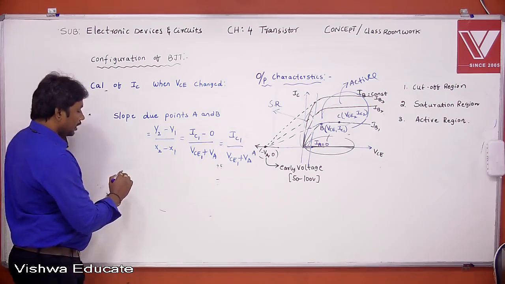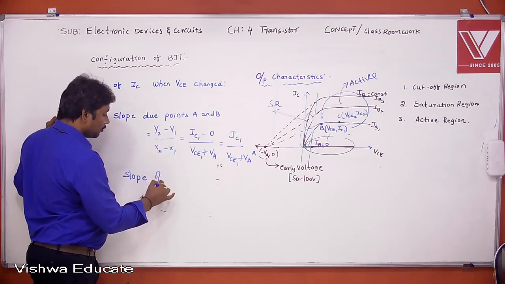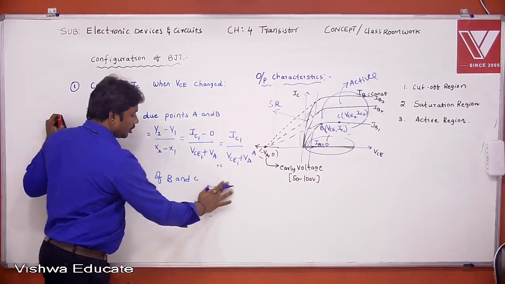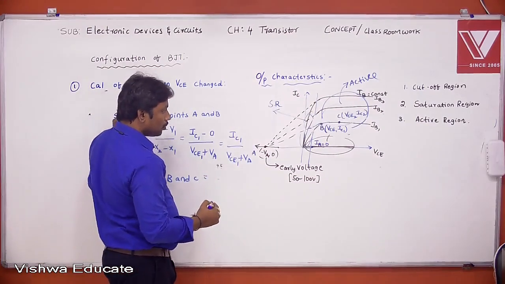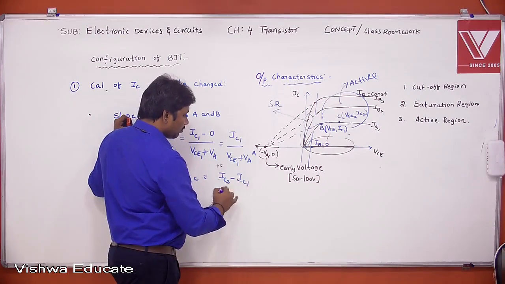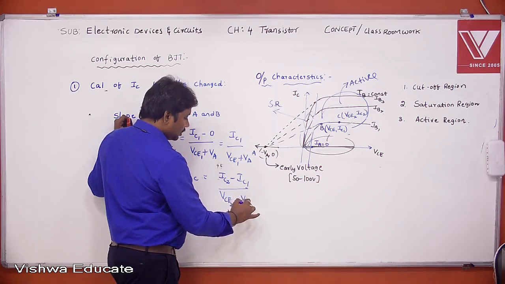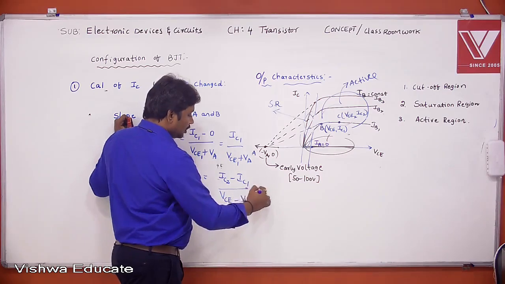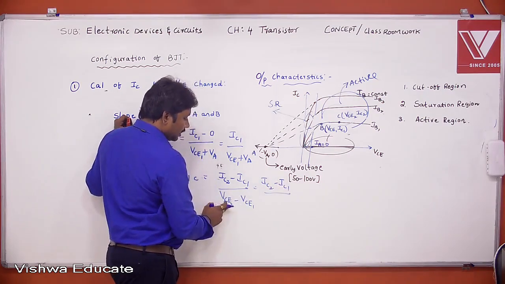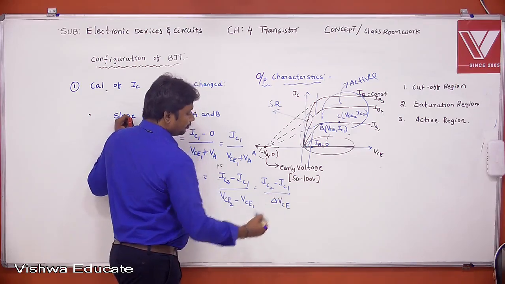Right? Next, calculate the slope of B and C. What is the calculation of the slope of B and C actually? IC2 minus IC1 by VC2 minus VC1. See, IC2 minus IC1 by VC2 minus VC1 is nothing but we can write as delta VC.